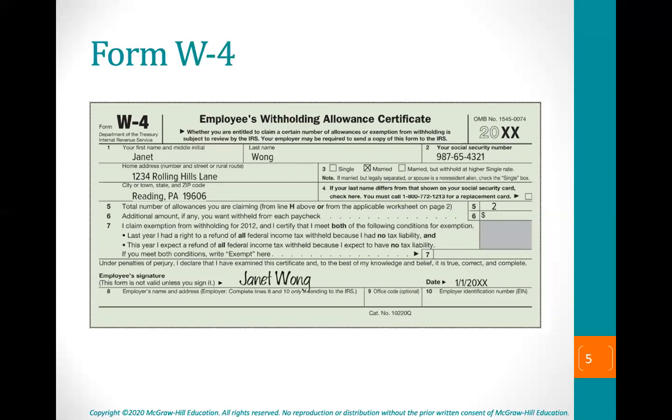You could also change your allowances. For example, when my daughter was born, I could change my total number of allowances to an additional number. So you can change this. This isn't something that's set in stone the entire time you're at a job.